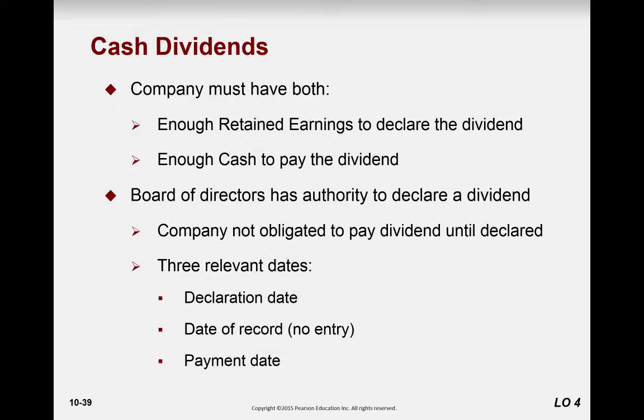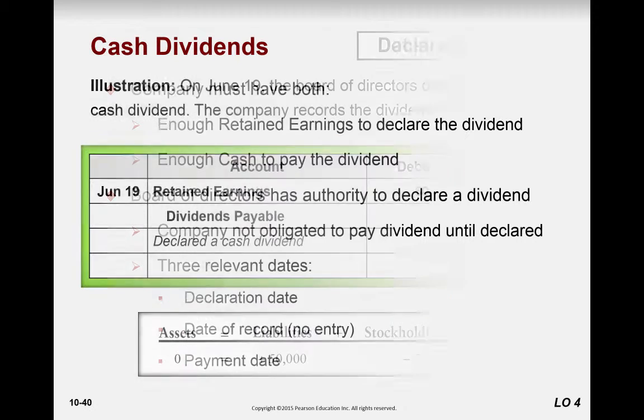So for cash dividends, in order to pay them, they have to be paid from retained earnings. So you have to have enough retained earnings to declare it, and you have to have enough cash to pay it. You cannot declare a dividend without having the cash to pay it. The declaration date is important, the date of record, and the payment date. So we'll talk about all of those.